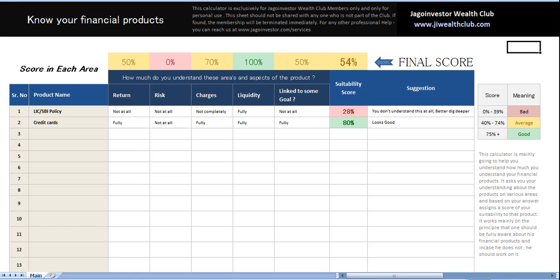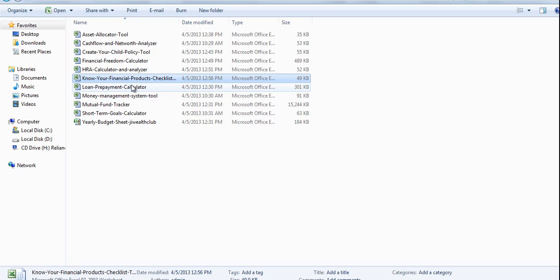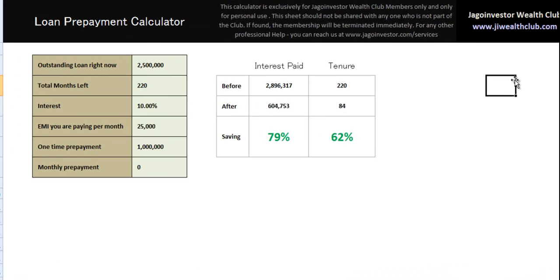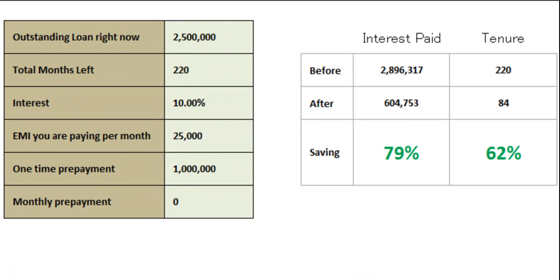So let's move to the next one. And it is the loan prepayment calculator. So just open it. It will tell you that if you prepay your loan, then what will be its impact on your loan. So let's say there is an example where your outstanding loan is, let's say, 23 lakh rupees. We are not talking about the original loan amount. We are talking about the outstanding loan which is there right now.